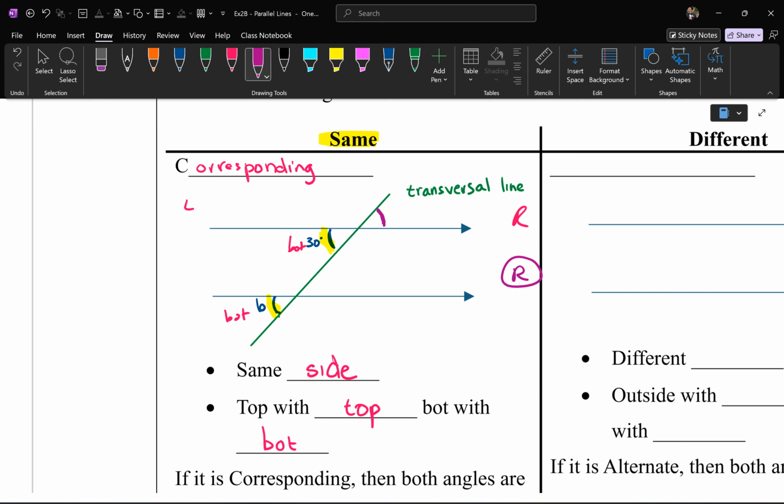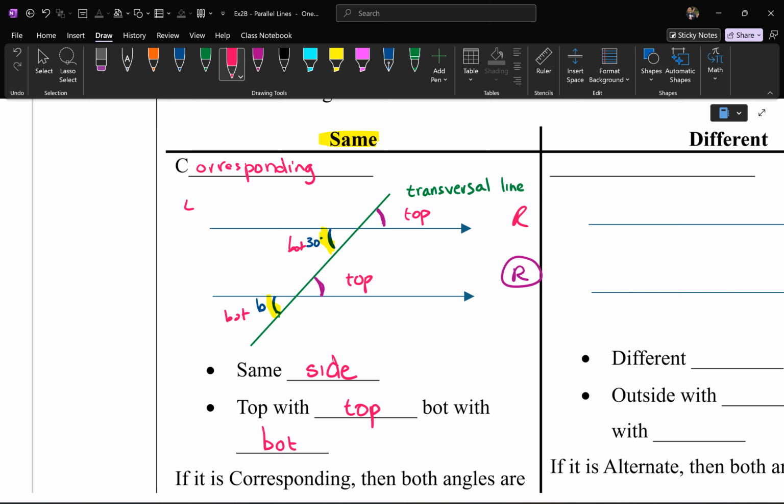Notice, is this on the top of the first line or is it on the bottom of the first line? It is on the top. So if I want it to be corresponding, then the second angle I need also needs to be on the top. So this is top. This needs to be top. Then these two angles now, they're both on the right side. They're both top with top. That's called corresponding, because the definition of corresponding means whatever you do, the other one does as well. It corresponds with each other, right? So angle A and angle B is corresponding.